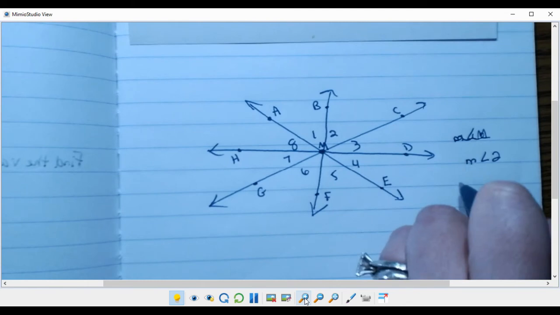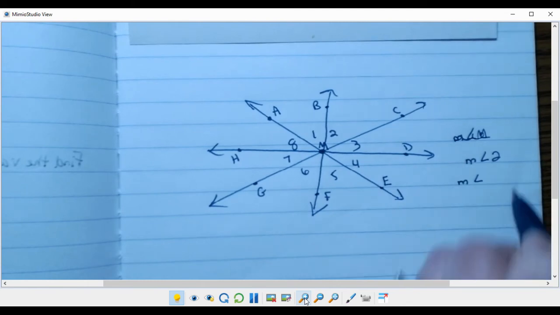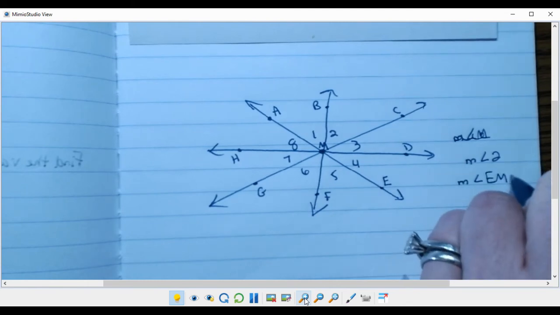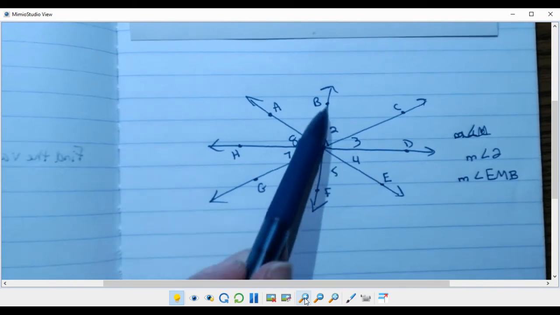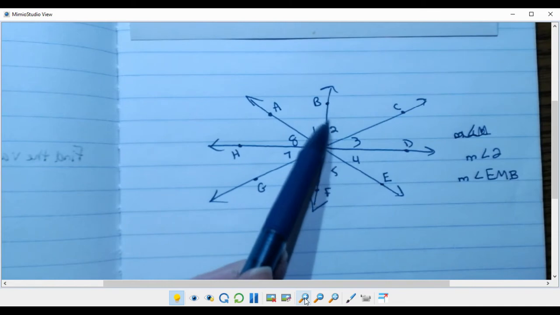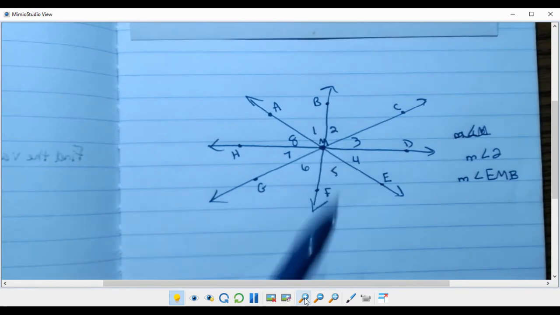Or I want to know the measure of angle EMB, which would go from E through M up to B. It would be between these 2 lines here. It'd actually be several of my angles put together, right? So we have to be careful with that.